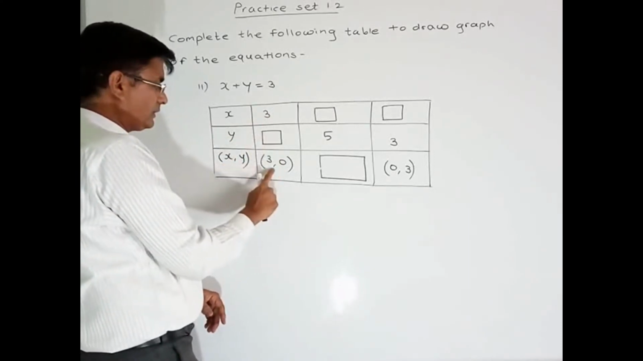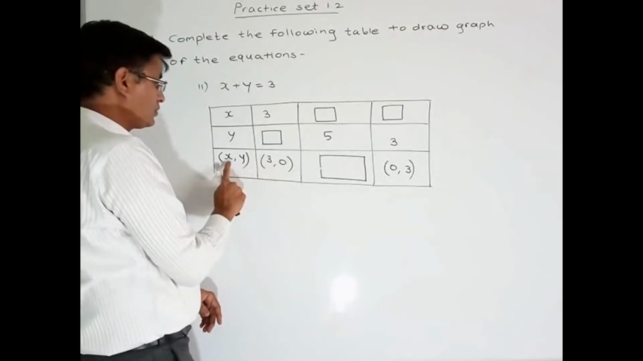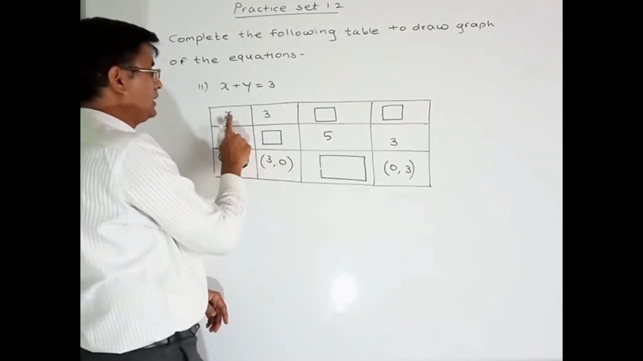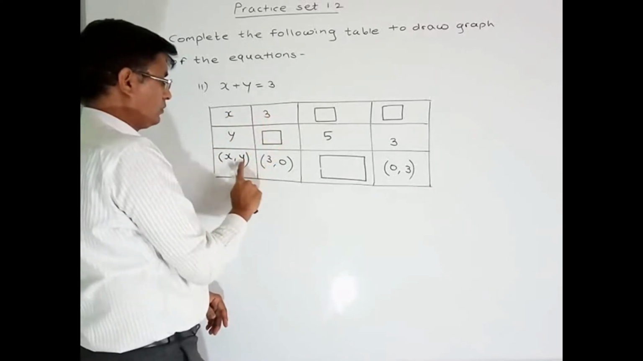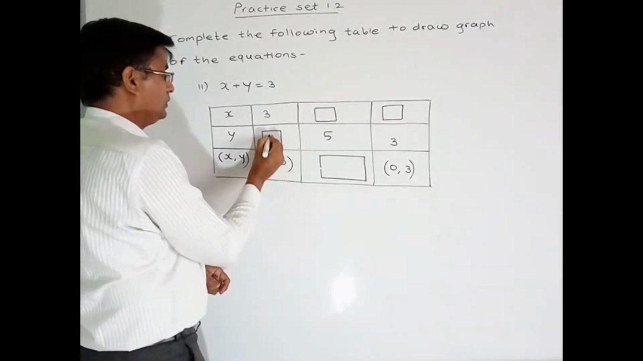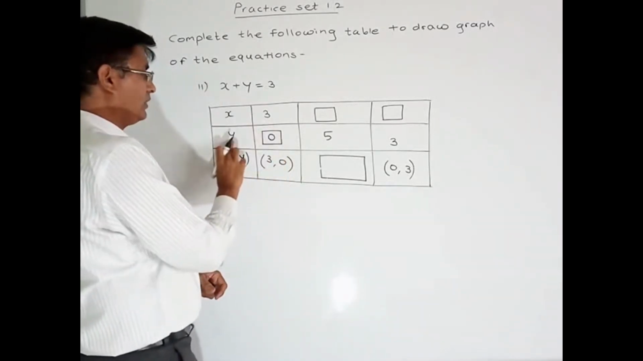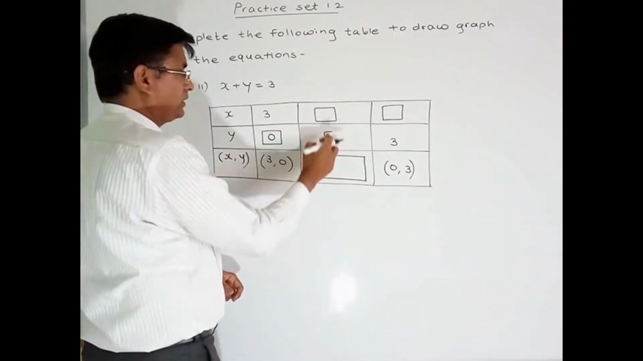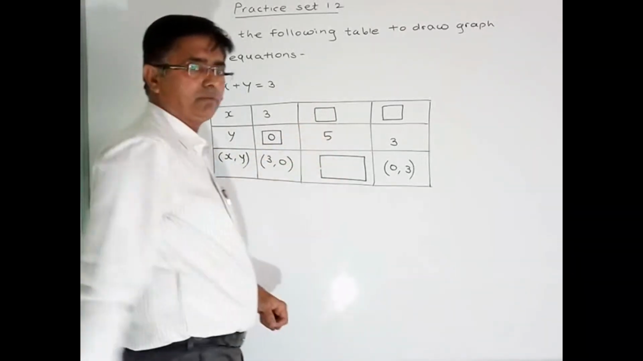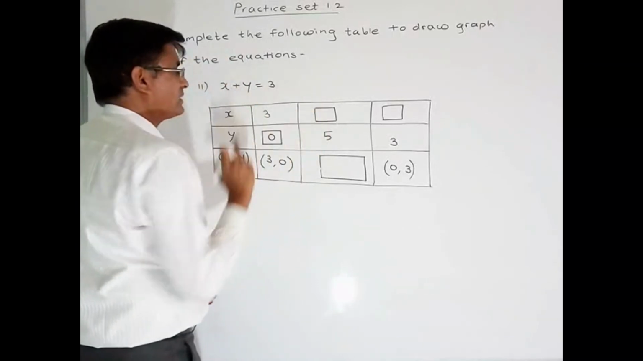And this ordered pair is given. This is called the ordered pair. So first is the value of x and second is the value of y. So x is equal to 3 and y is equal to what? Y is equal to 0. So we'll get the value directly here. Y is equal to 0. Here also, y is equal to 5 and the ordered pair is not given. You have to find the value of x here.